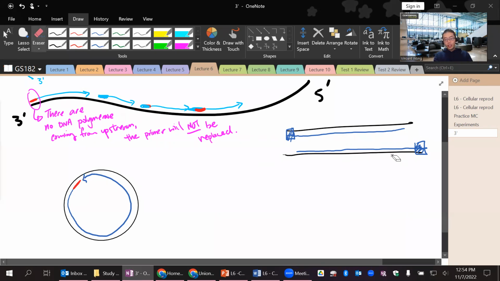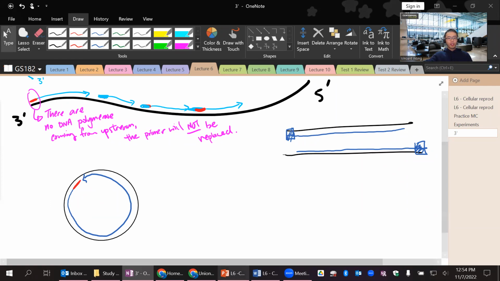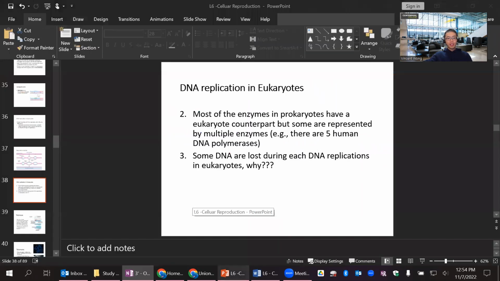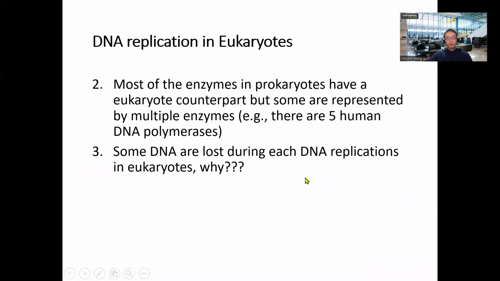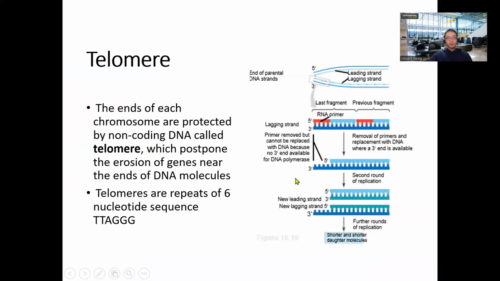We have linear DNA. That's why we don't have the loop. That's why we cannot replicate the ends, because nothing is coming from upstream. So that's why circular DNA will not have this problem. Okay, hopefully that makes sense. Feel free to ask more questions if you think of any later on.